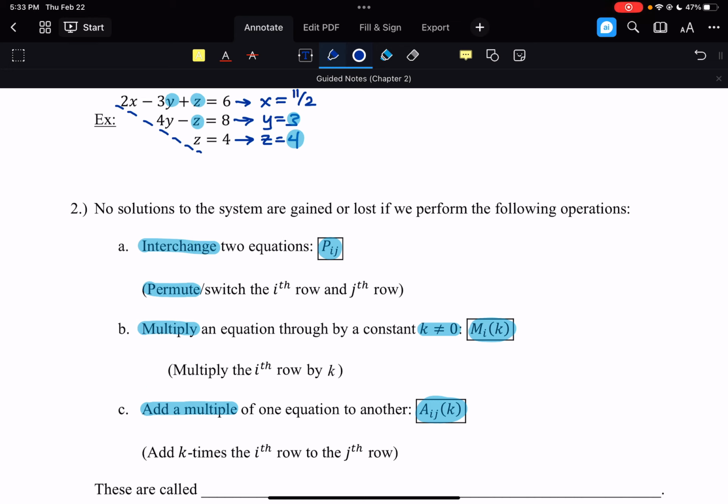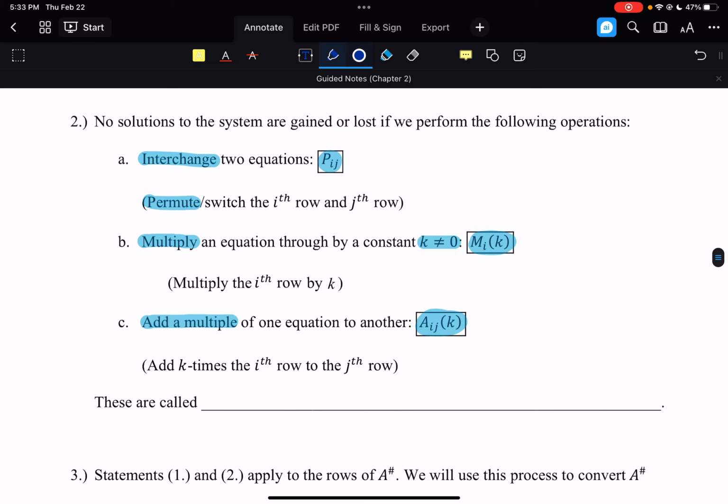So all three of these operations can be performed on any linear system and any matrix representing a linear system in order to simplify or work towards finding a solution. And this will not change any of the solutions to the linear system. So we're perfectly allowed to do all of these. These are called elementary row operations, which you will often hear abbreviated as EROs. So we'll be using EROs a lot with matrices.